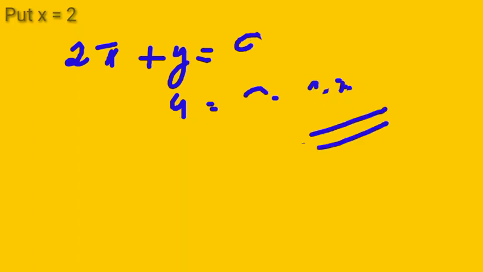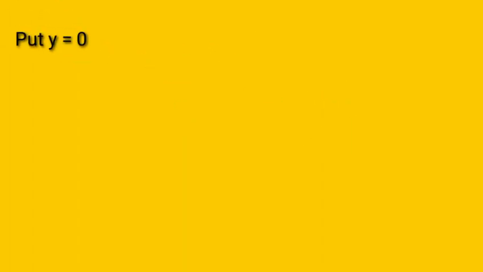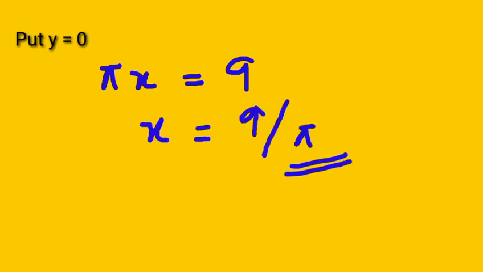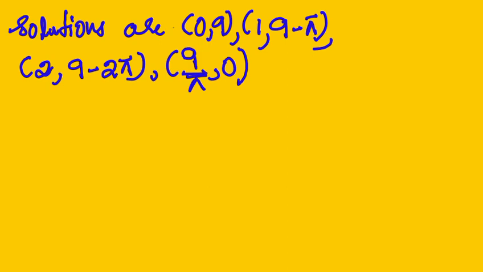Then put y is equal to 0. When y is equal to 0, it becomes pi x is equal to 9. So x is equal to 9 by pi. Therefore, the solutions are (0, 9), (1, 9 minus pi), (2, 9 minus 2 pi), and (9 by pi, 0). These are the four solutions.